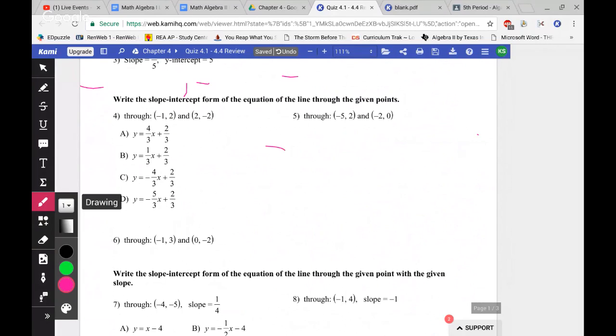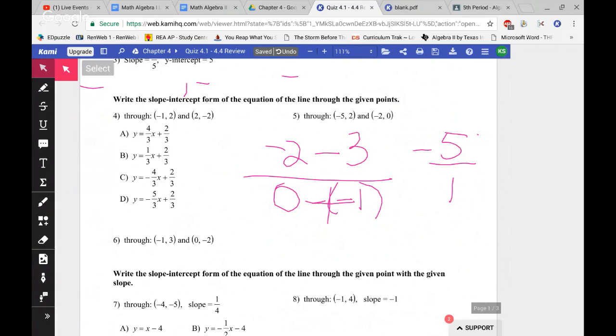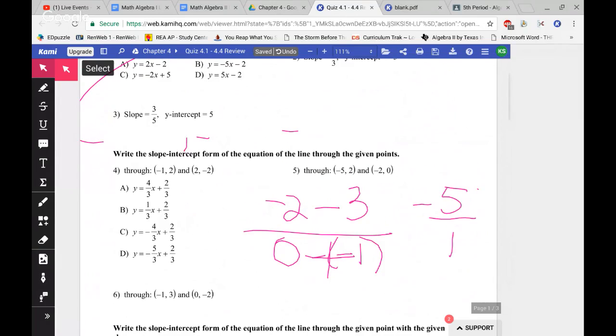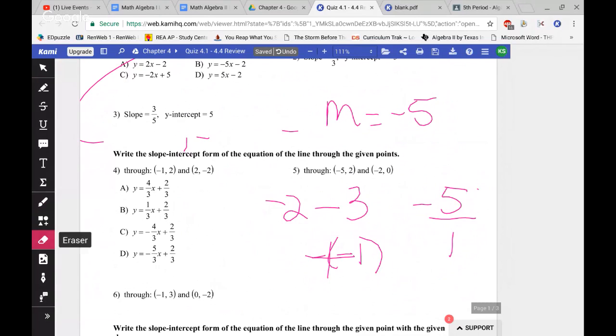I'm going to do -2 minus 3 all over 0 minus a -1, which this then turns into plus. So this is going to be -5 over 1, which is the same as -5. Yay, I got the slope part right at least. Yeah, that's what I got. You did get that? Good. Equals -5.